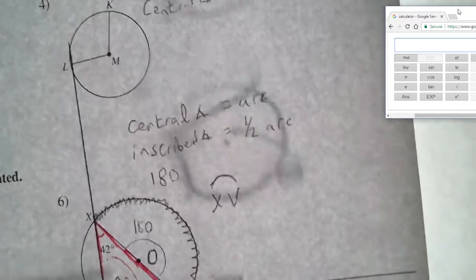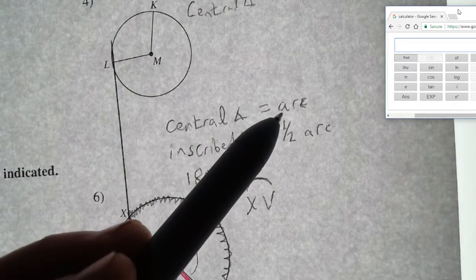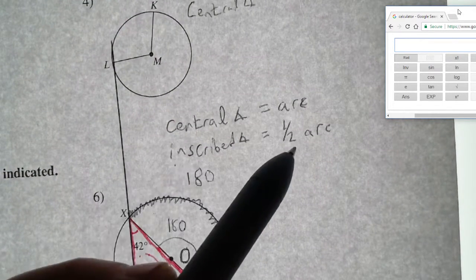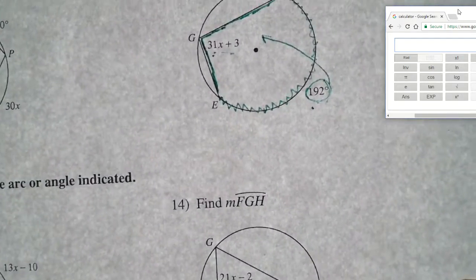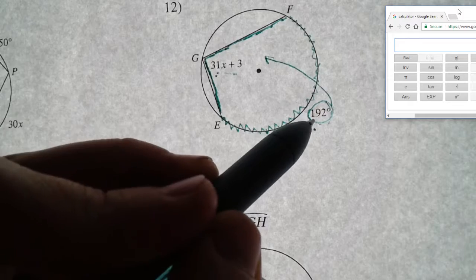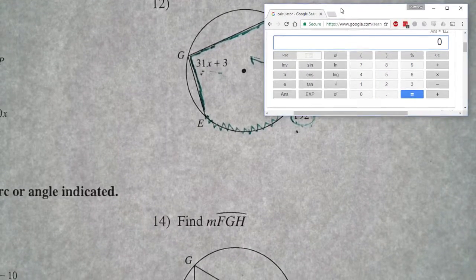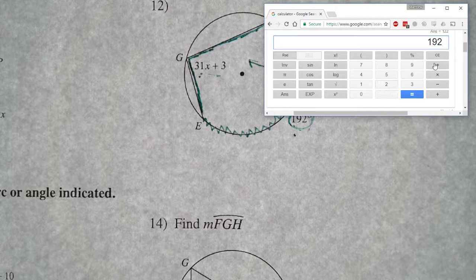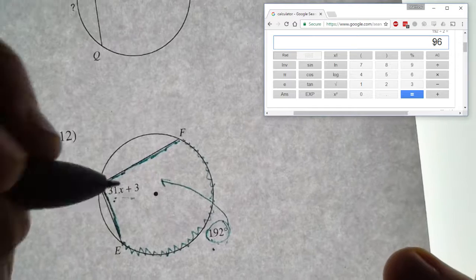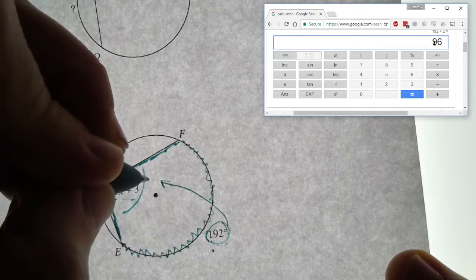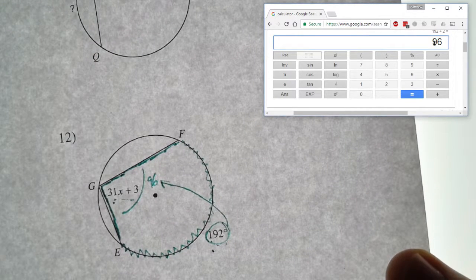Central angle, my central angle is equal to my arc. My inscribed angle is half of my arc. So I have an inscribed angle. It should be half of what this arc is. So I can do 192 divided by 2, and I get 96. So I know that this angle is actually equal to 96.